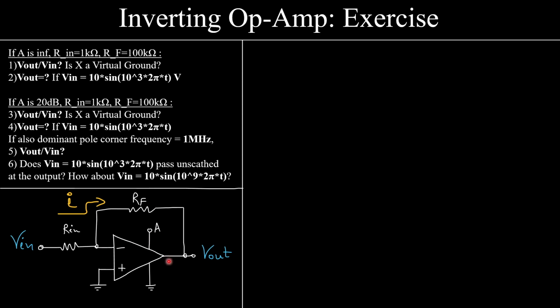We have an inverting op-amp configuration over here, and we have 6 questions. Let's start with some easy ones and slowly build our confidence in order to be able to attack something more challenging. I'll name this point x, and for the first question I'm asked to find how much is V out over V in if A is infinite, if the gain is infinite.